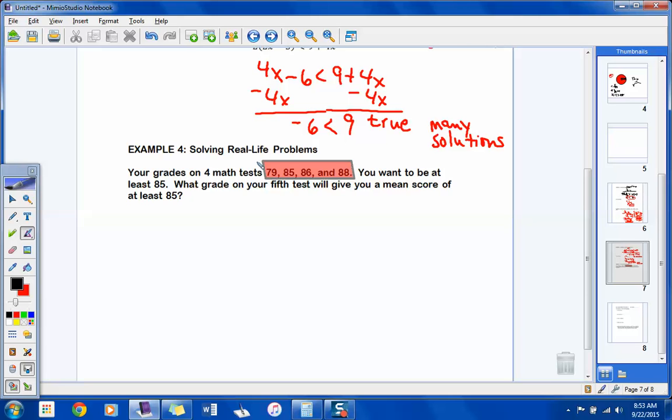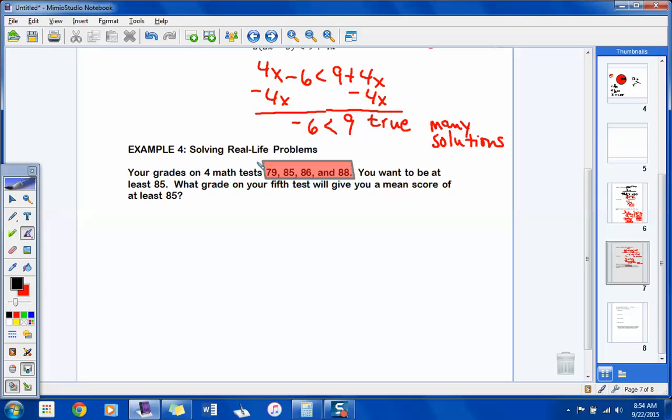Okay, remind me what average is again. Remind me how to find average again. Okay, you're going to take all your numbers, add them up, and then divide by how many there are. Well, in this case right here, how many test scores do you know?